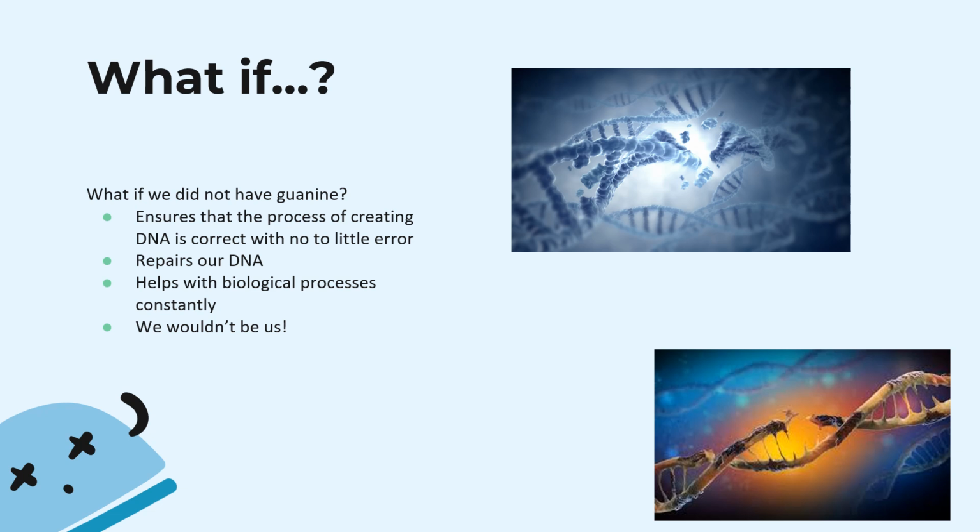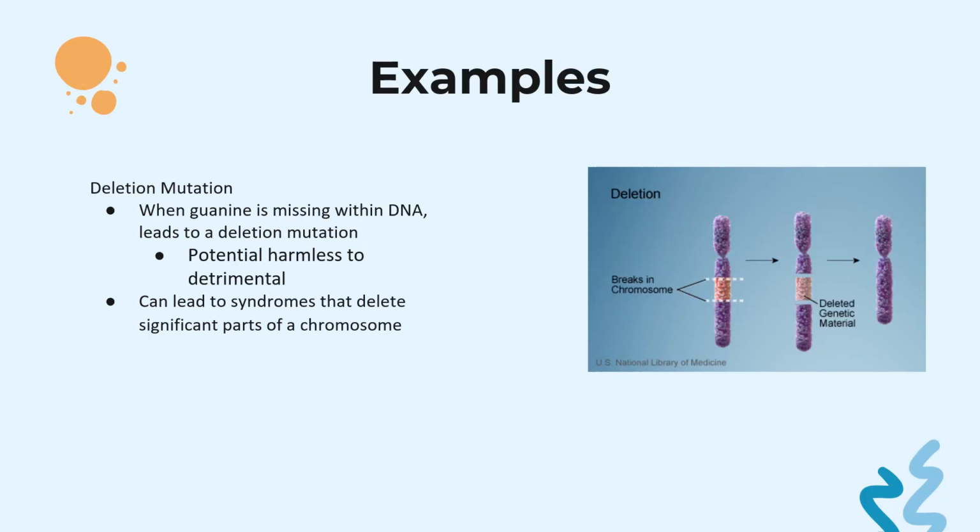Well, guanine already ensures that our biological processes are carried out correctly, and if they aren't, this can lead to many complications at a cellular level. Some examples of this would be deletion mutations, which is when a gene is missing within a DNA sequence. Because of this, this can lead to syndromes that delete significant parts of the chromosome, and they can range from potentially harmless to detrimental.